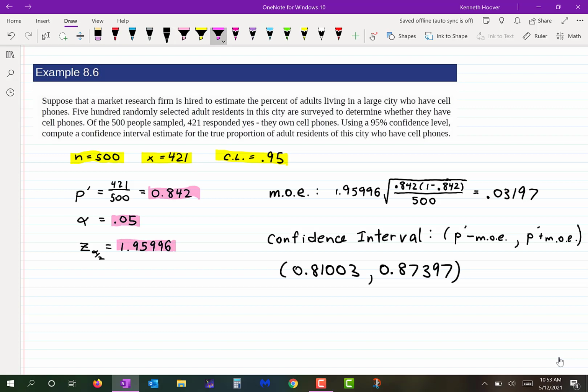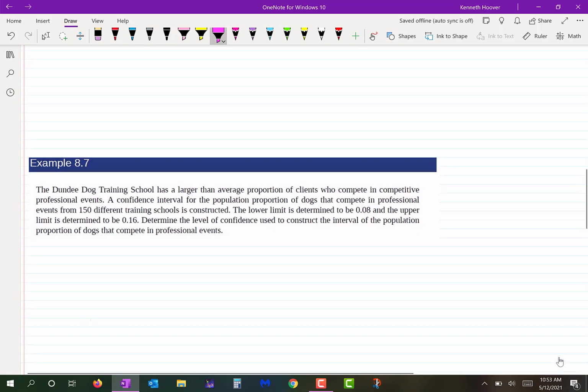We can say that with 95% confidence, the percentage of people in the population that own cell phones is in this range. Roughly 81 to 87%. Okay? So I know there's a lot of words being thrown around here, but the actual work that you have to do is very little. Okay, let's do another practice.